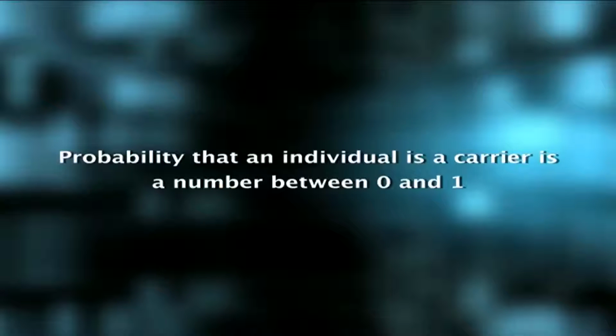First, the probability that an individual is a carrier is a number between 0 and 1. If we know an unaffected individual must be a carrier, then the probability is 1 that the individual is a carrier. If we know an unaffected individual cannot be a carrier, then the probability is 0.